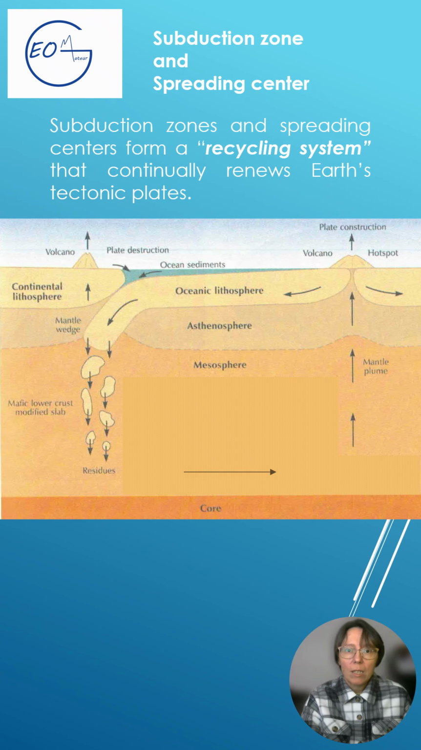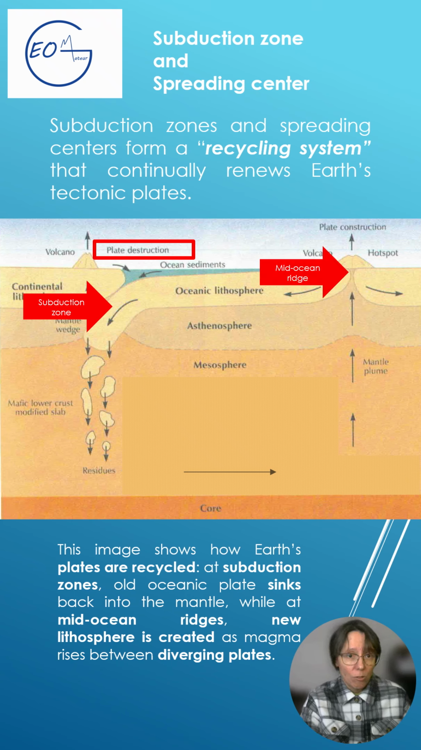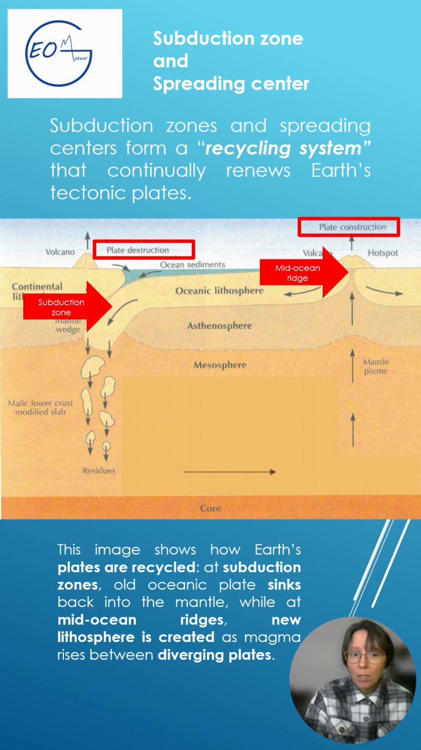Subduction zones and spreading centers form a recycling system that continually renews Earth's tectonic plates. This image shows how Earth's plates are recycled. At subduction zones, old oceanic plate sinks back into the mantle, which causes plate destruction, while at mid-ocean ridges, new lithosphere is created as magma rises between diverging plates.